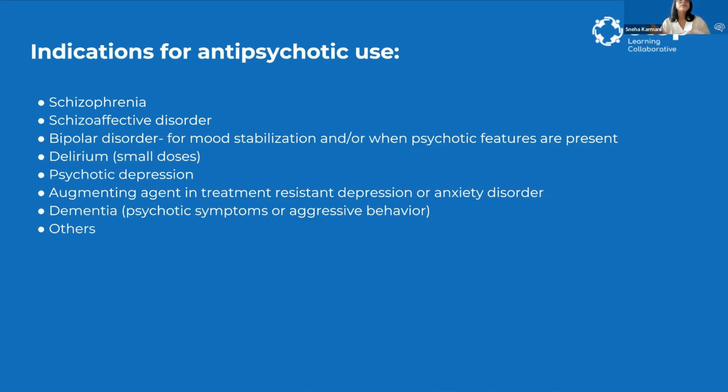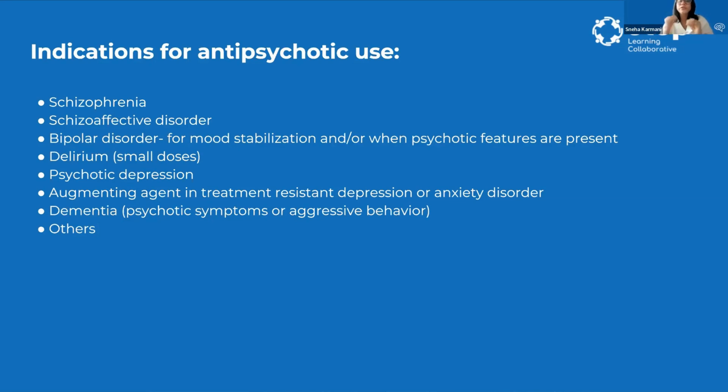Now, antipsychotics can be used anywhere you can see psychotic symptoms. So, psychosis is not a diagnosis as such. Psychosis can be seen as a part of another diagnosis as well. So, schizophrenia is a type of psychosis, schizoaffective disorder is a type of psychosis, bipolar disorder can have psychotic symptoms, delirium patients can have hallucinations or delusions.